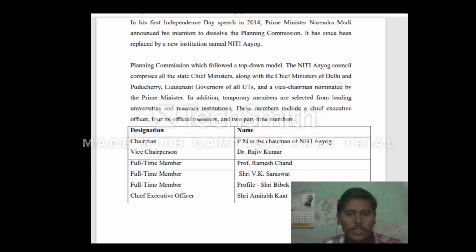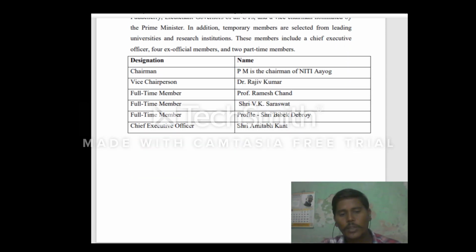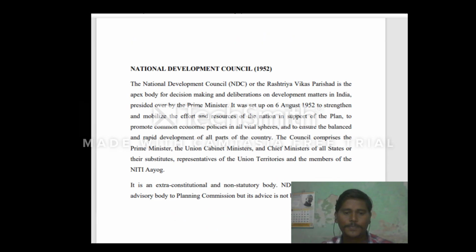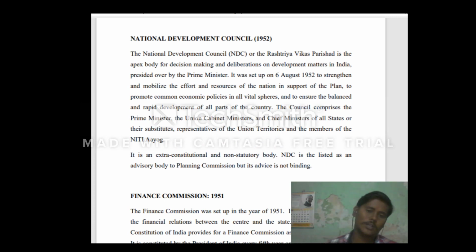Right now the vice chairperson is Rajiv Kumar, and we have 3 members of the Niti Aayog. One is Ramesh Chand, second one is VK Saraswat, and Shri Vivek Debroy, and the Chief Executive Officer of Niti Aayog is Amitabh Kant. So this is the National Development Council.